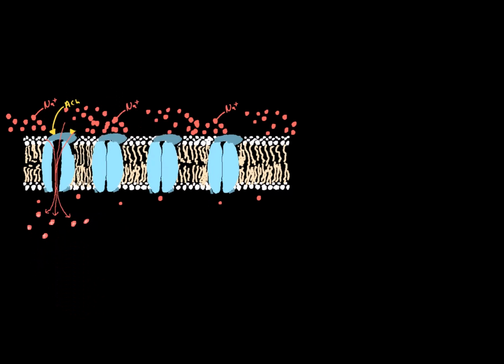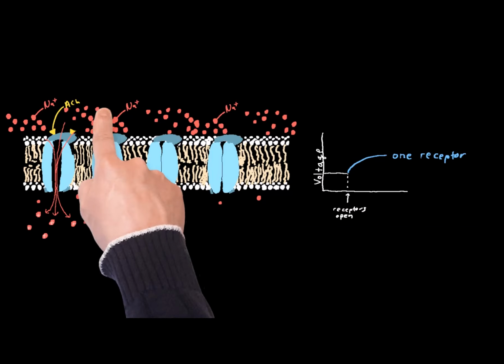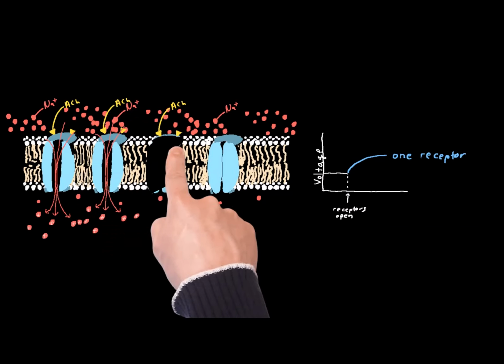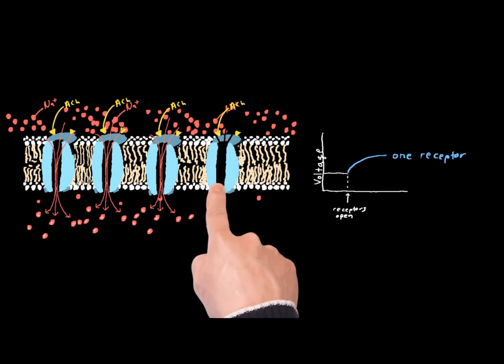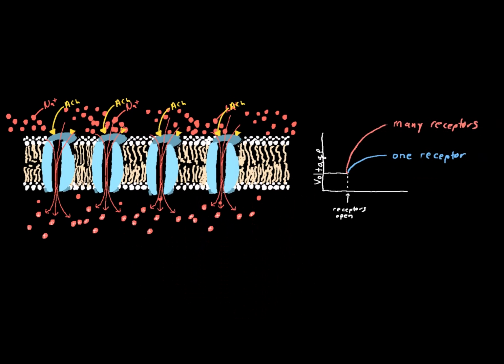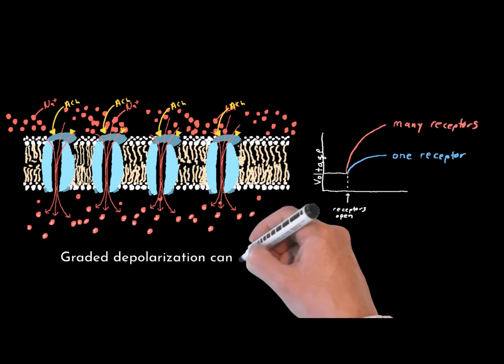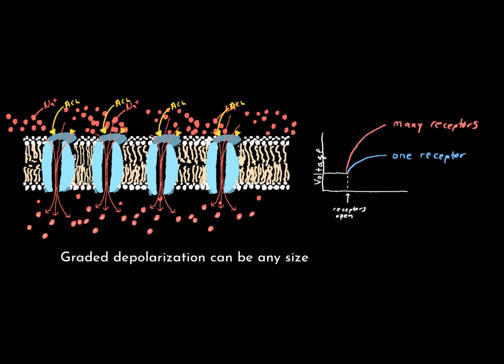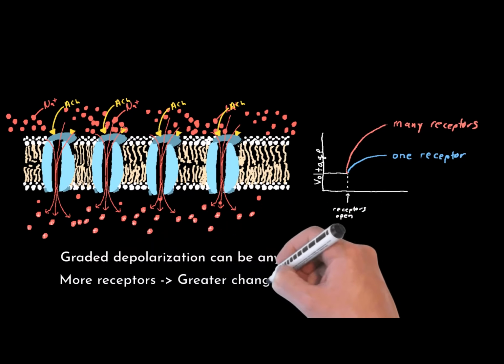If there's only a little bit of acetylcholine, only a few receptors open, a little bit of positive charge crosses the membrane, and there will be a small depolarization. If there's a lot of acetylcholine, a lot of receptors open, and there's a larger depolarization. So ligand-gated ion channels like the nicotinic acetylcholine receptor cause a graded membrane depolarization. A graded depolarization just means the change in voltage can be small or large.